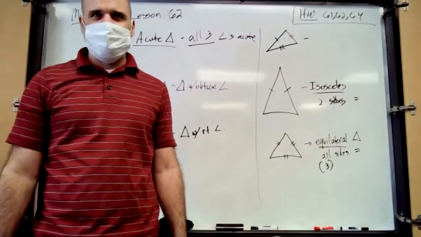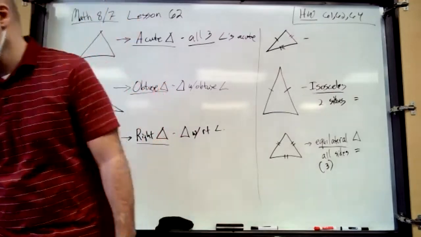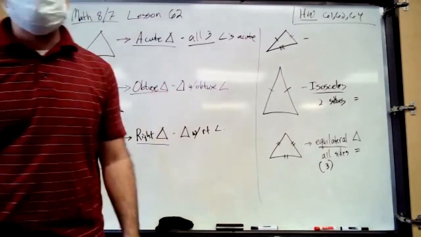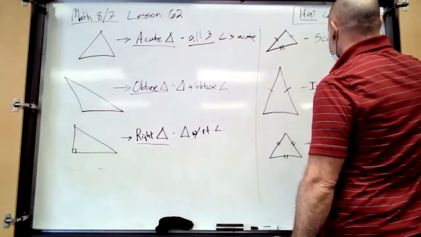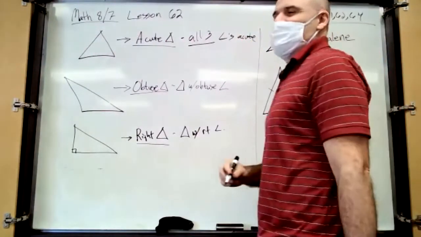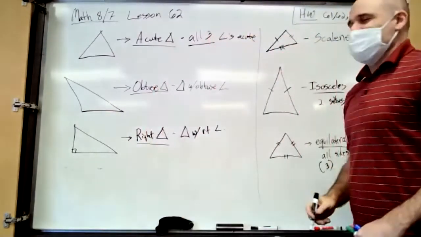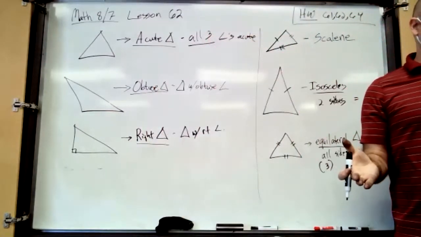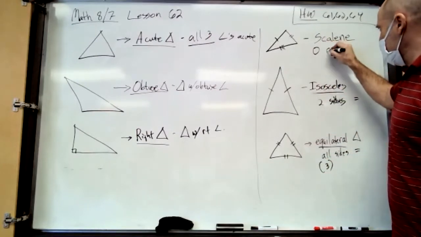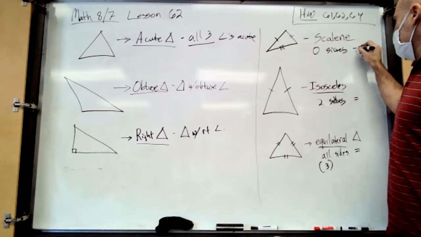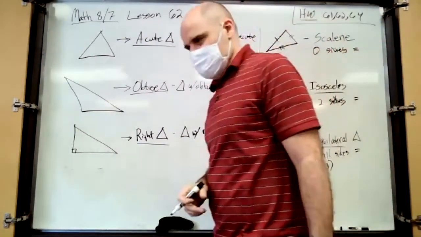All right, so it's a scalene. Does that sound familiar? Scalene triangle. So we wouldn't say one side is equal, because if it's equal, it's got to be equal to something. So we say 0 sides equal, or congruent is the better way to say it.